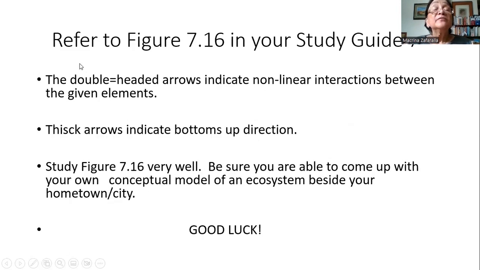Now, you must refer to Figure 7.16 in your Study Guide 7 for further guidance to the construction of your model. The double-headed arrows indicate nonlinear interactions between the given elements. The arrows indicate bottoms-up direction. So you must study Figure 7.16 very well. Be sure you are able to come up with your own conceptual framework of an ecosystem that is beside your hometown or city. Good luck.